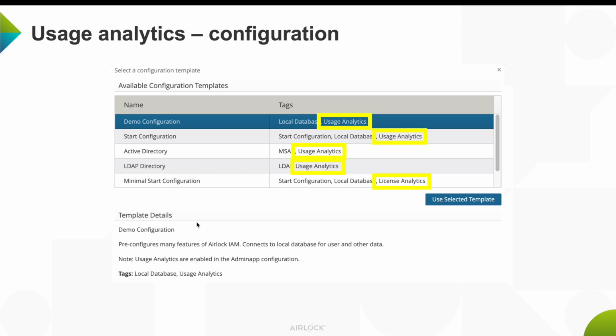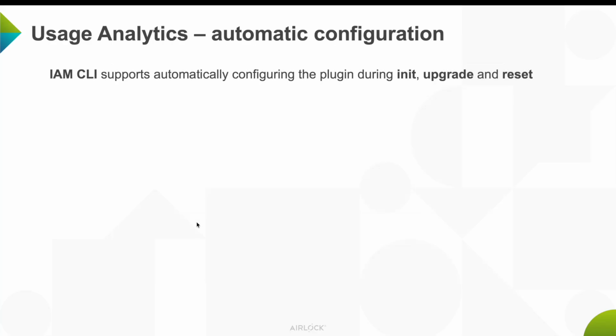We've updated our configuration templates. As you can see, most of them support usage analytics. The minimal start configuration just supports license analytics. You would need to change that manually if you wanted to supply us with usage analytics data. So this is how you can get a new configuration started. But you're probably more interested in seeing how your current configurations get into the new IAM 8.5. And of course, we're supporting you with that.